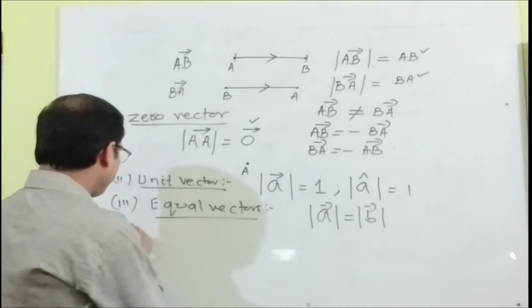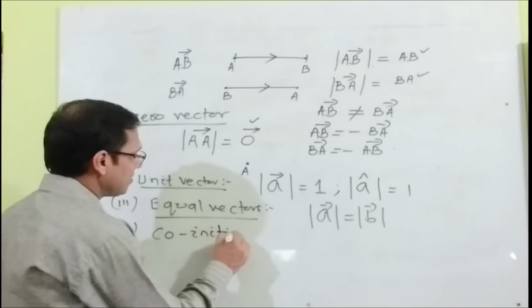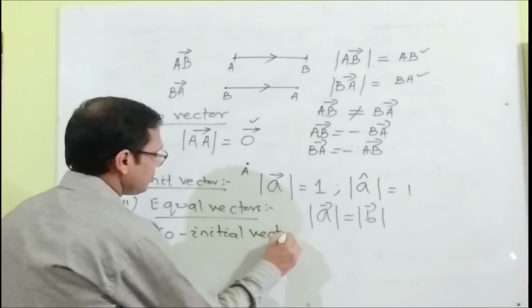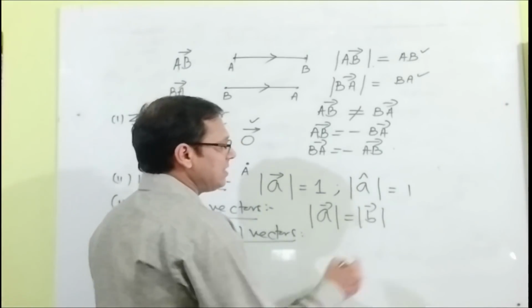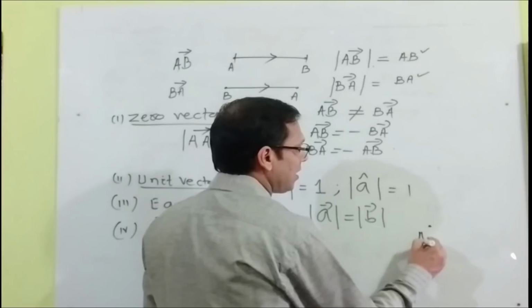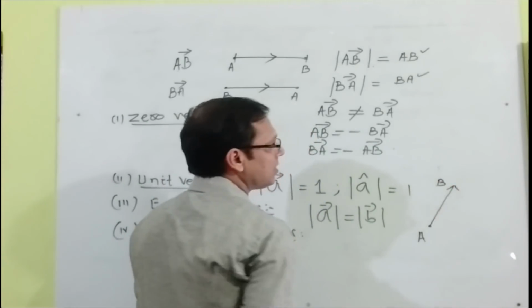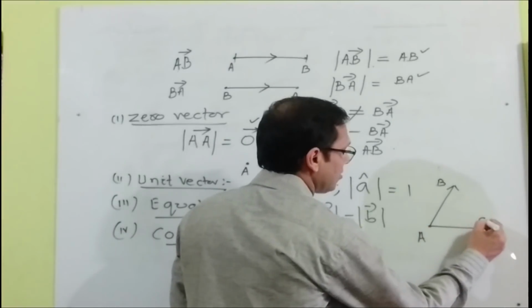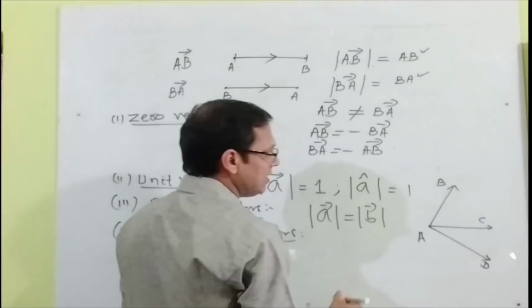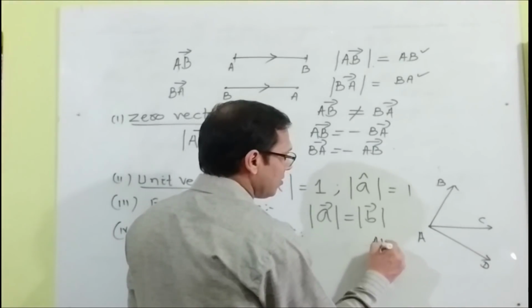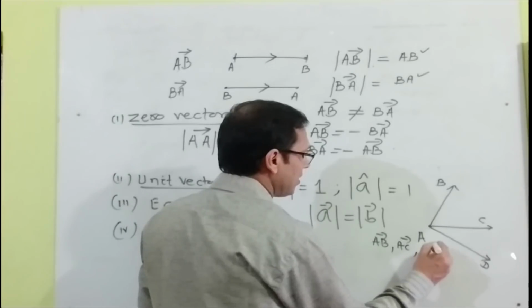Now, co-initial vectors. Co-initial vectors means, you see, suppose I have taken an initial point A here, and here the terminal point B, another terminal point C, another terminal point D. These are all the vectors: vector AB, vector AC and vector AD.